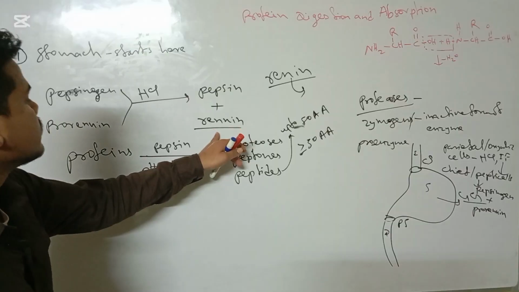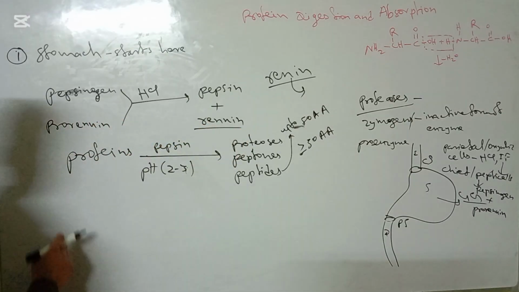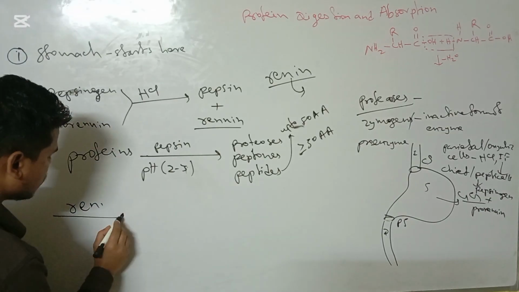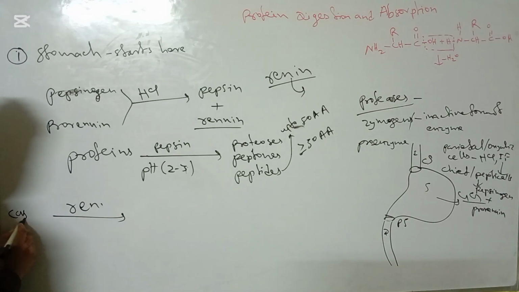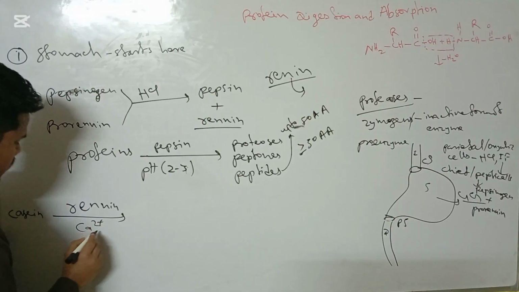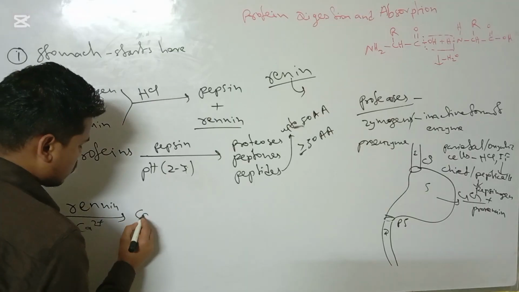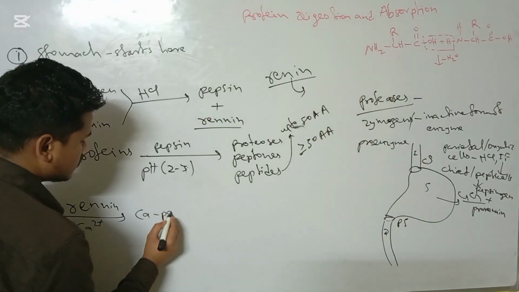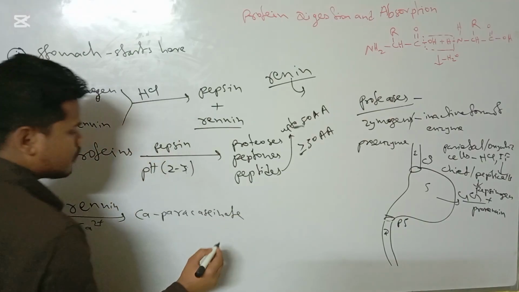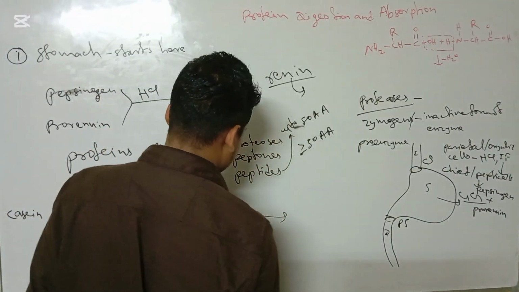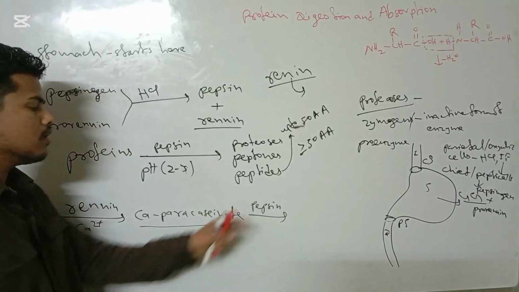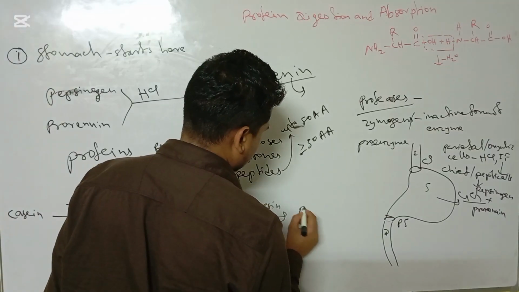Then there is now renin. So what is its function? Renin actually causes the digestion of the milk protein, like casein. Renin, in the presence of calcium ions, will change this casein into calcium paracaseinate, and the further digestion will be caused by pepsin. Further digestion of this product will be caused by the pepsin, into peptides and others.